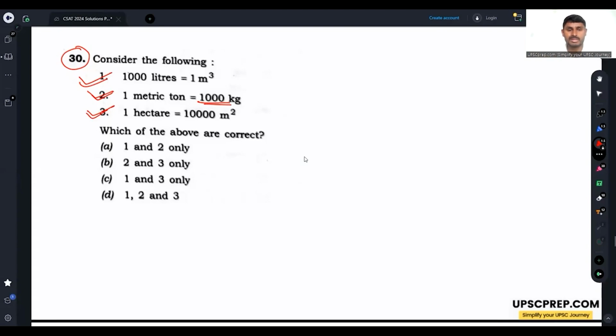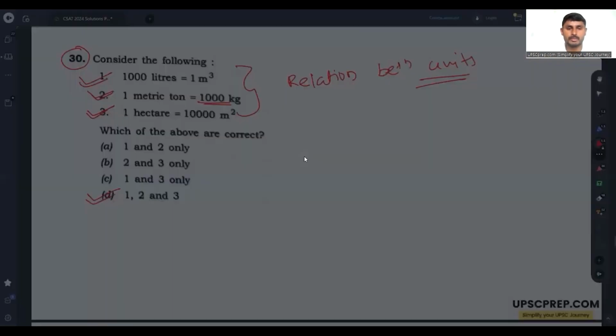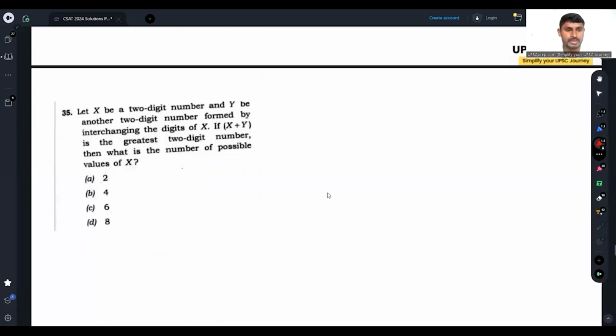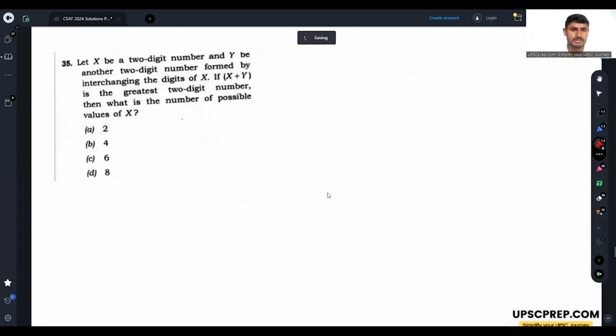This is also correct, right? So which of the above are correct? I would say all of these are correct. 1, 2, and 3. Okay. So these are the relation between units, right? That you should know to solve this question. Otherwise, if you will not be able to solve this question, you should know these units. Okay. Let's take the next question, 35 number.